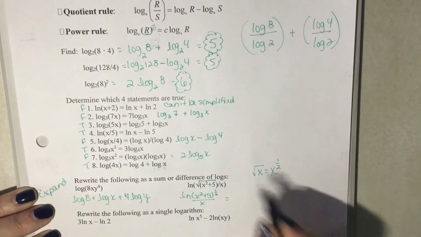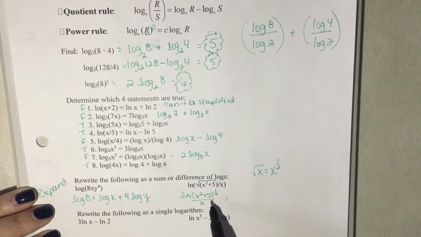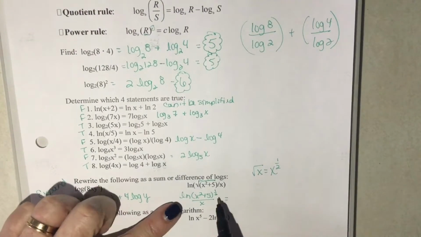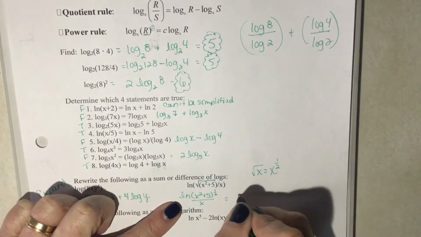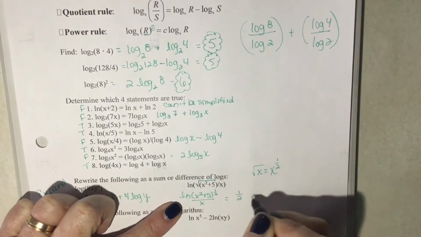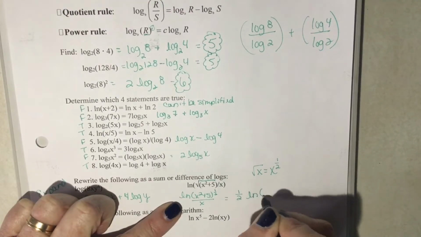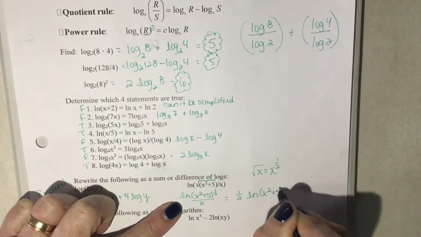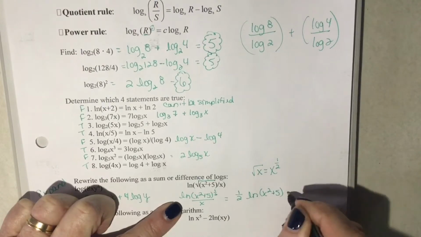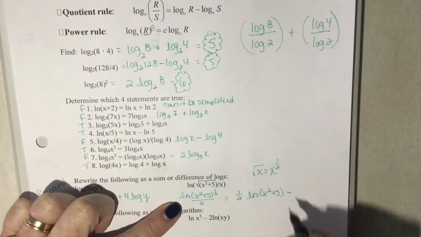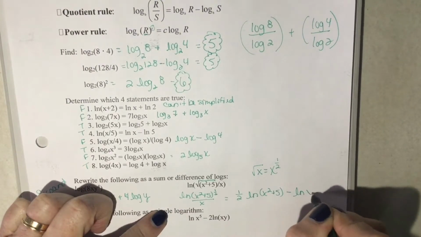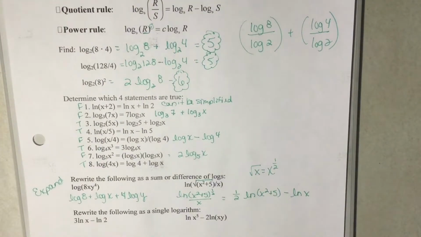So how do I start this off? I've got division, so therefore I'm going to be using subtraction. But this 1/2 goes where? Out in front. So I've got 1/2 times natural log of x squared plus 5 minus natural log x.